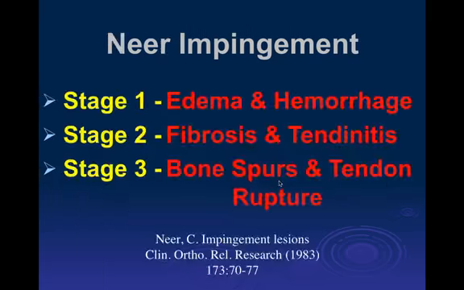So the primary impingement is really around the acromion. That was popularized by Neer, in a well-known paper in 1983 where he talked about three different stages looking at the changes within the supraspinatus tendon that occur from the mechanical irritation of bones abnormally rubbing against the tendon. Initially you get edema and hemorrhage that can go into fibrosis and tendonitis, and then you can get spur formation and rupture of the tendon.